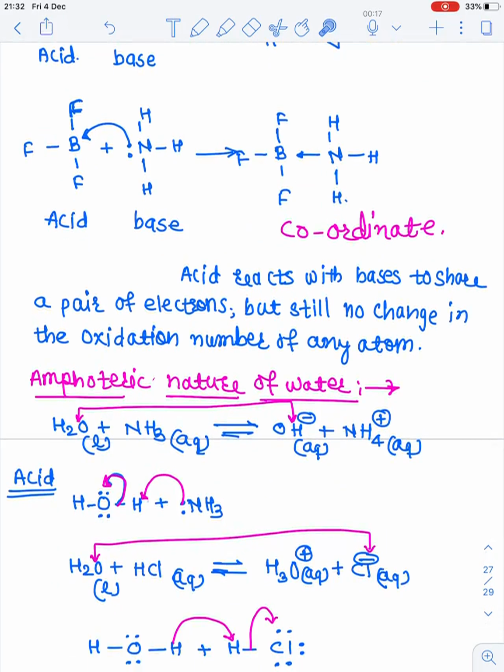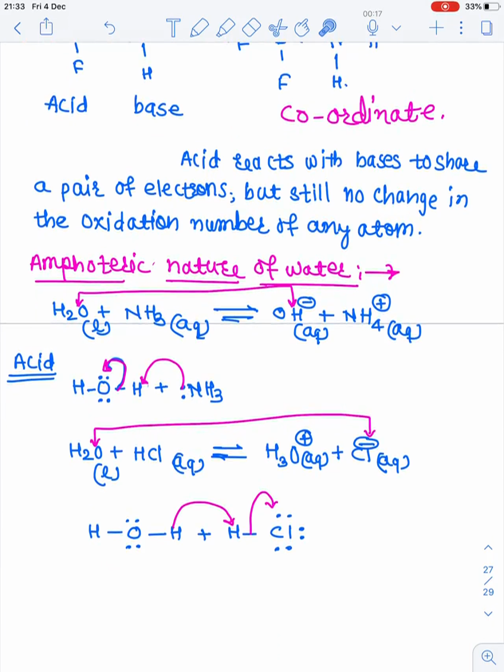Thus the acid reacts with bases to share a pair of electrons, but still there is no change in the ऑक्सीडेशन नंबर ऑफ एनी एटम। तो यहाँ पे किसी भी एटम का ऑक्सीडेशन नंबर चेंज नहीं हुआ है, बोरॉन का भी नहीं हुआ है और नाइट्रोजन का भी नहीं हुआ है, और नो चेंज इन द ऑक्सीडेशन नंबर ऑफ दिस फ्लोरीन एटम्स। Thus acid reacts with base to share a pair of electrons, but still no change in the oxidation number of any atom. Okay, this is according to the Lewis theory.